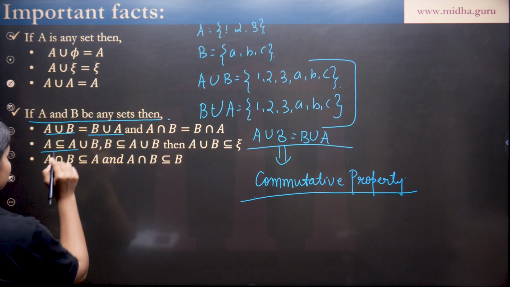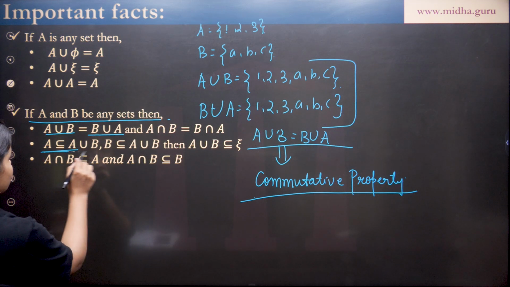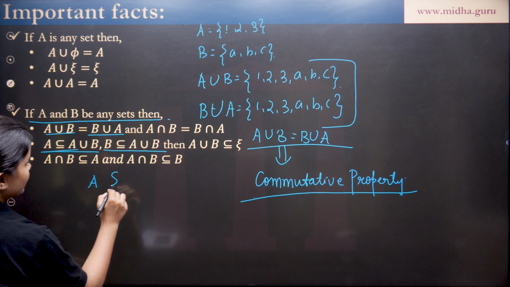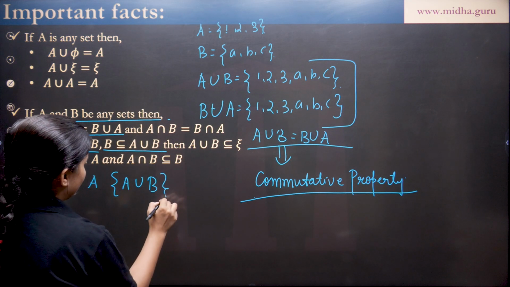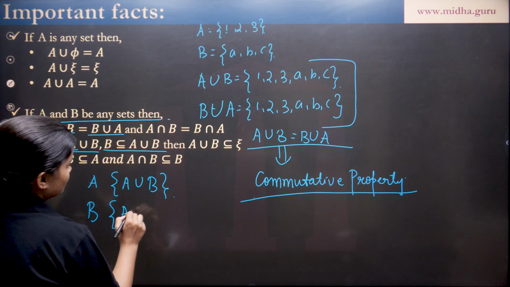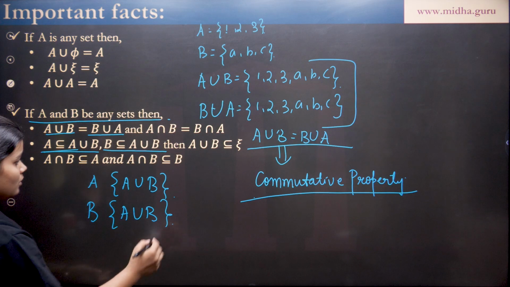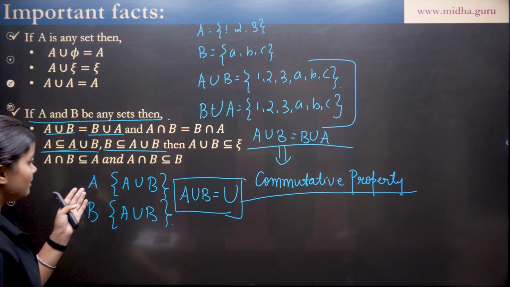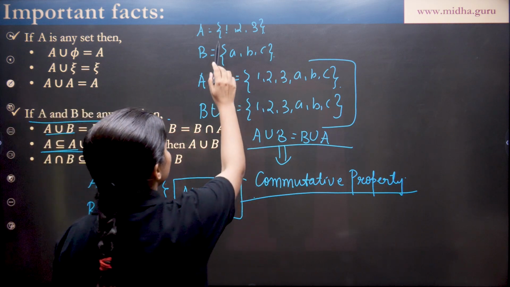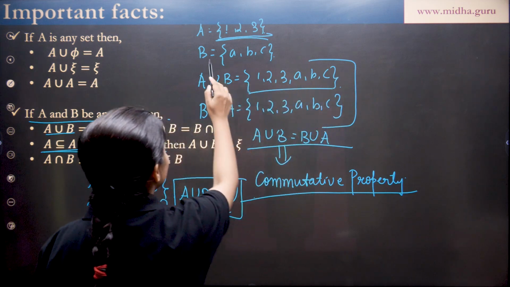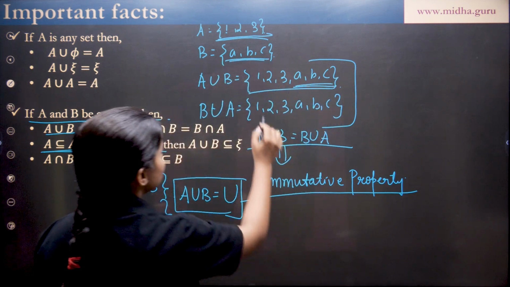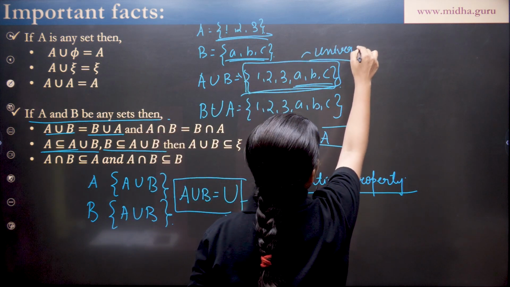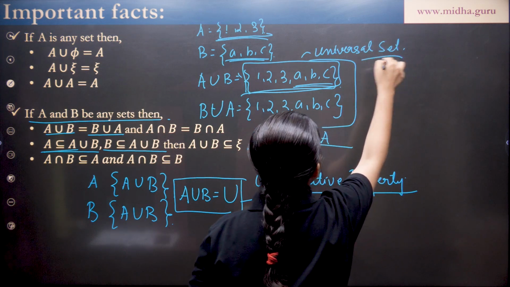Next is if A is a subset of A union B and B is a subset of A union B, it means the elements of A are present in A union B and the elements of B are also present in A union B. Obviously, this is possible. Elements of A are present in A union B, and elements of B are also present in A union B. So A union B is the universal set.